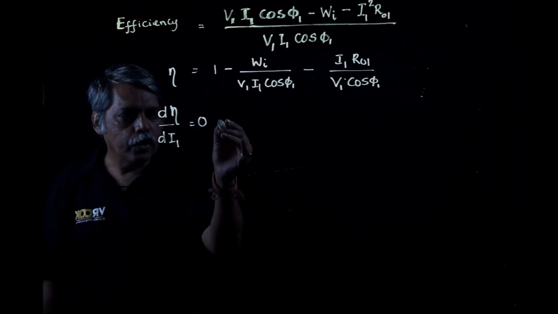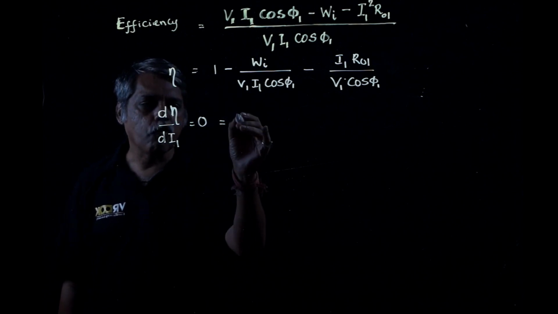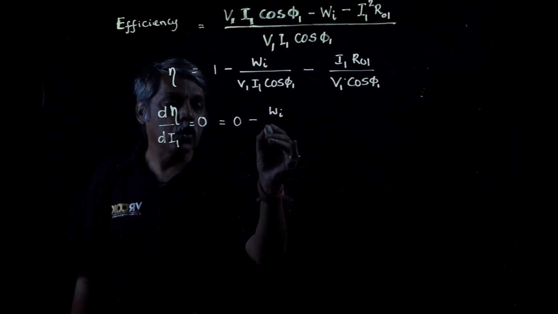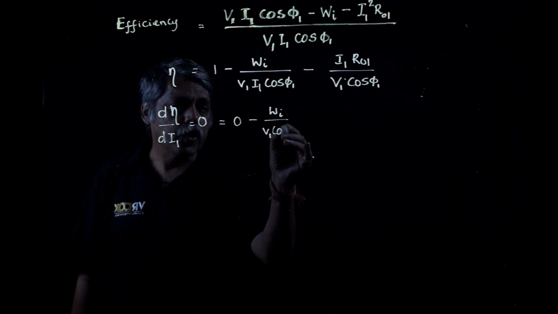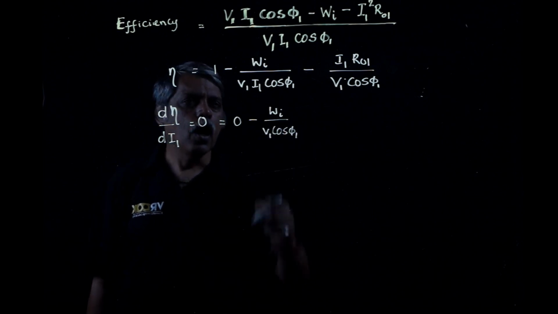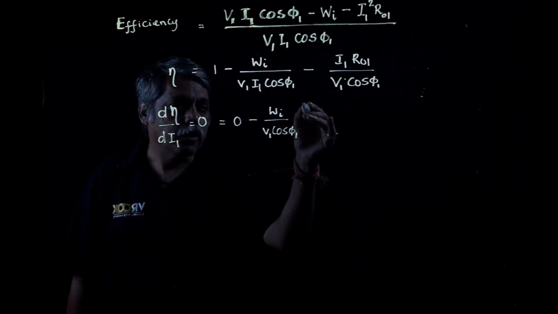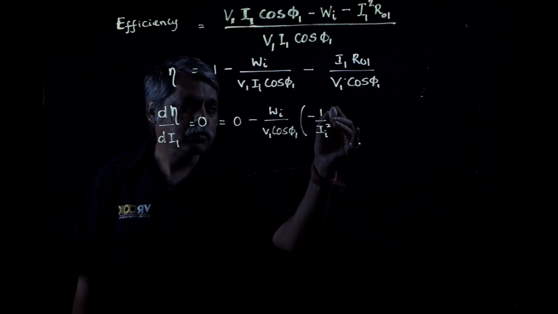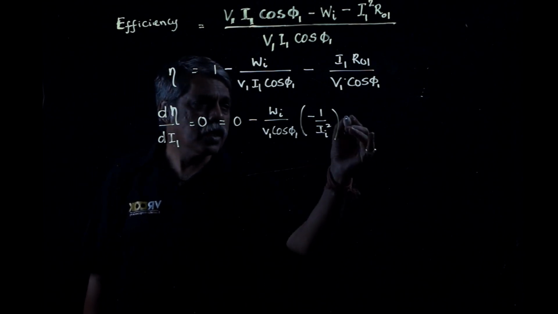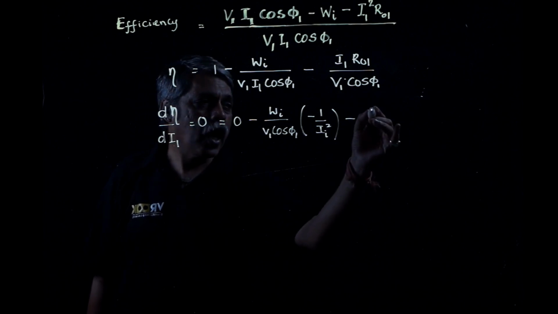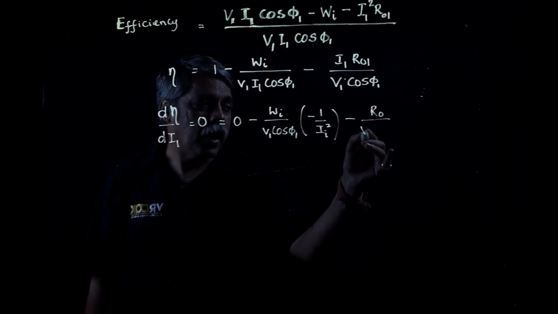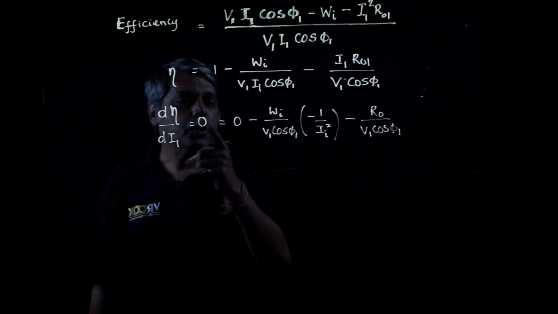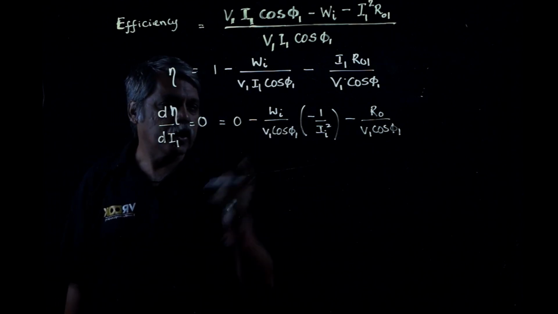Now, when I differentiate this expression, the differential of 1 is 0. And here I have Wi, a constant value, and V1 cos phi1, this is also constant. I have I1 in the denominator, so the differential of that will give you minus 1 upon I1 square. The next term, I1 R01 divided by V1 cos phi1. Now since I am equating this expression to 0, minus into minus will give you plus.